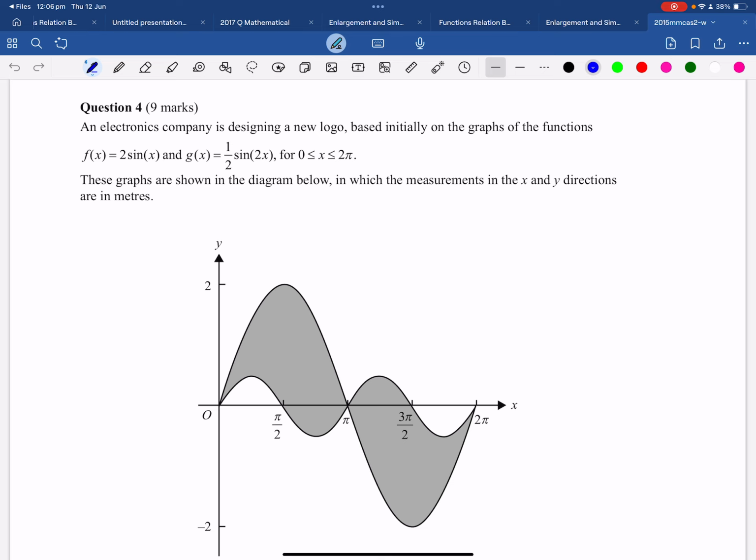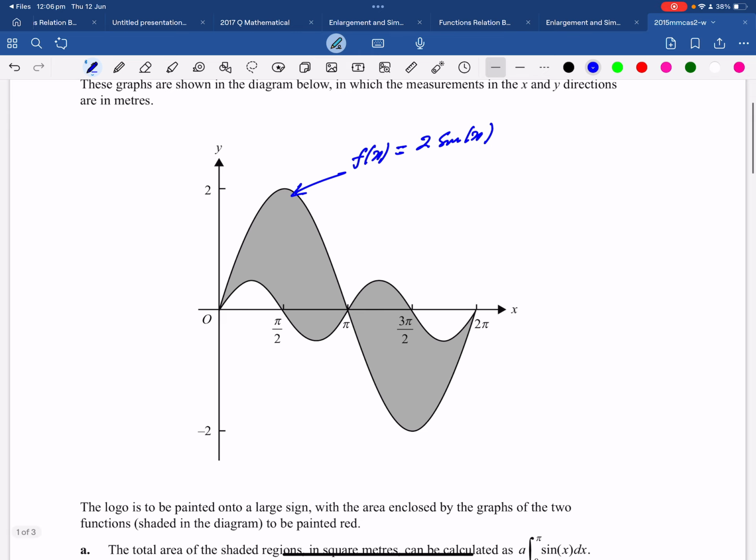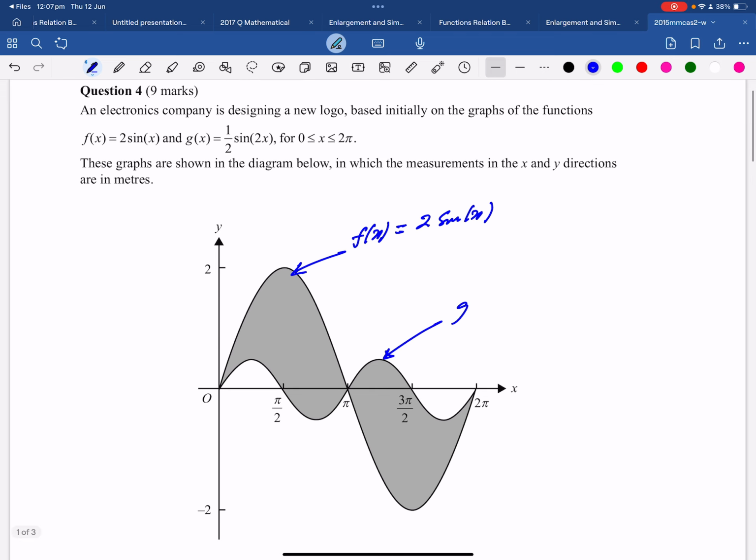Okay, so in this question, two functions are given, f(x) and g(x), right? Now obviously you can see this is going to be the f(x) function, which is 2 sin x, and obviously this one is going to be your g(x) function.